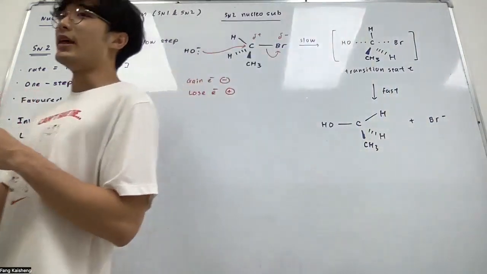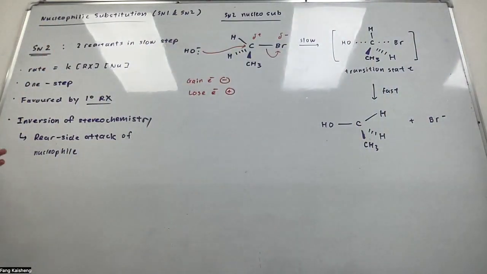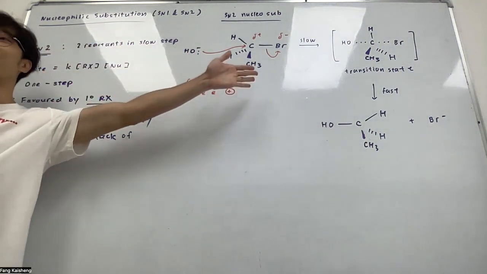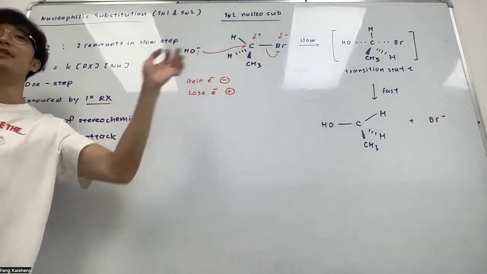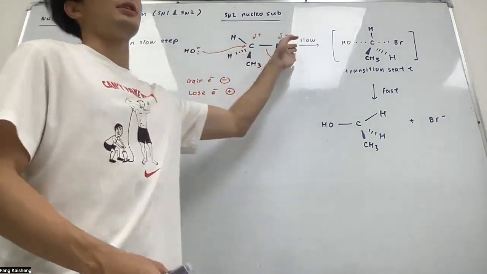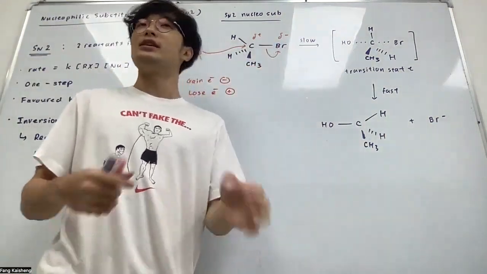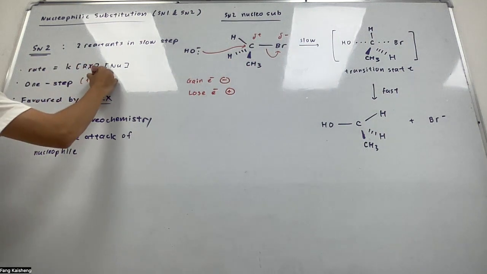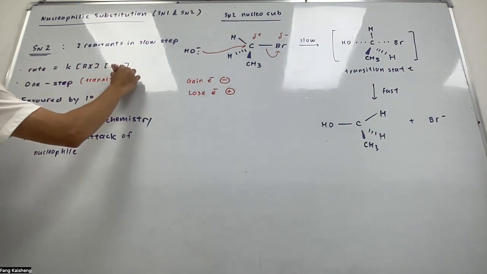Another thing, look at the properties. Guys, you look at this mechanism that you have drawn. Does this look like one step or two steps to you all? It looks like two steps actually, because there's a slow and fast, right? So this is a lot of what you think. Why is this still considered one step? Because I need you all to take note, we form a transition state in between.